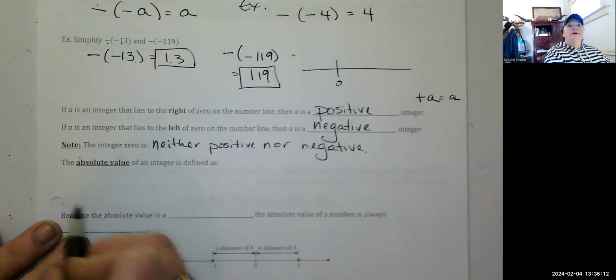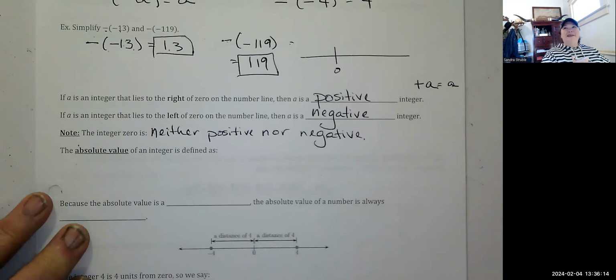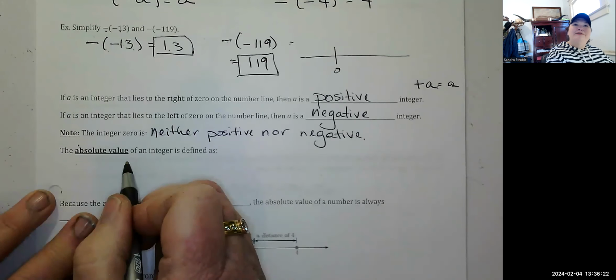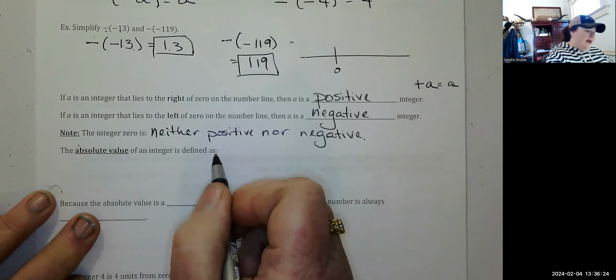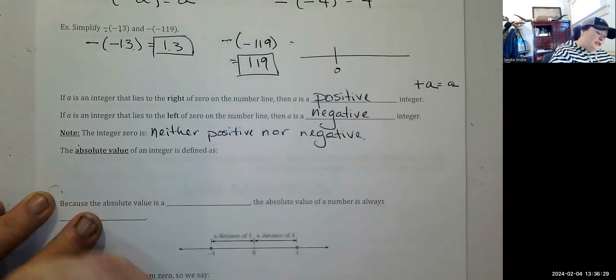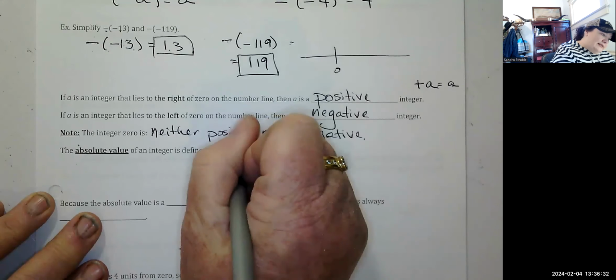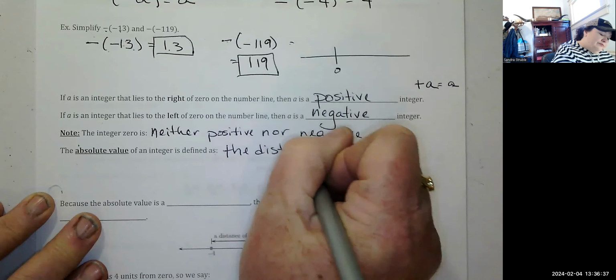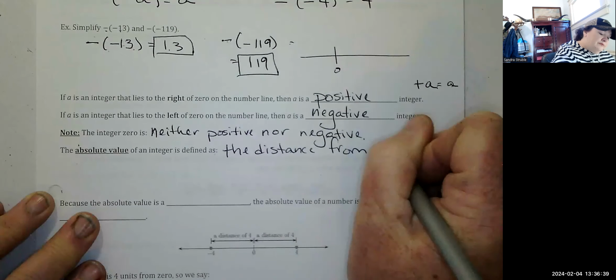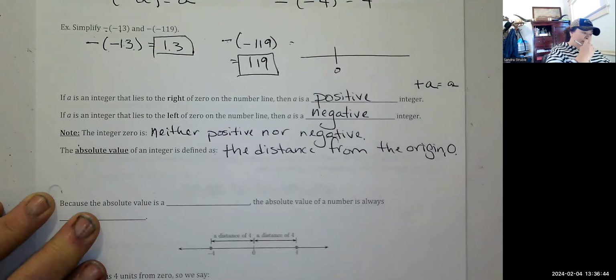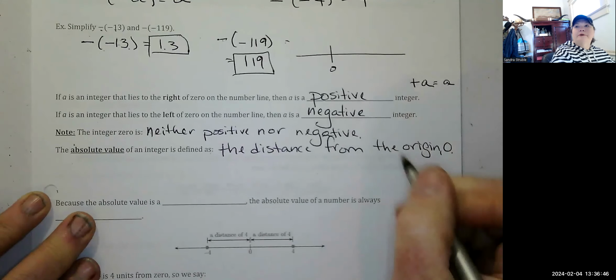Okay. I've already gone over this, but I want to think about it as I'm going through it to make sure you have it. The absolute value, which I discussed on the previous page, of an integer is defined as the distance from the origin, 0, or zero if you want to write it out.